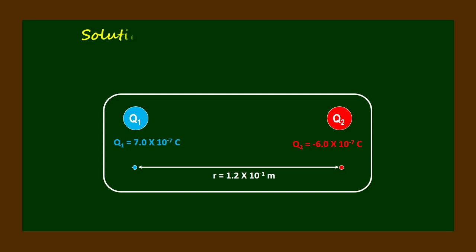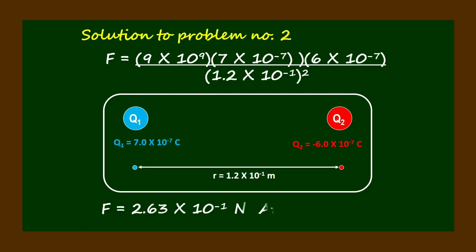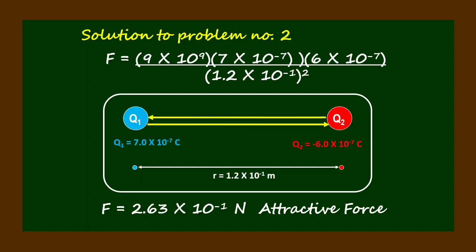And for problem number 2, here's the solution. Using Coulomb's law again, an attractive electrostatic force equal to 2.63 times 10 to the -1 Newton is obtained, and since the two are unlike charges, they are both exerting a pull of magnitude 2.63 times 10 to the -1 Newton.